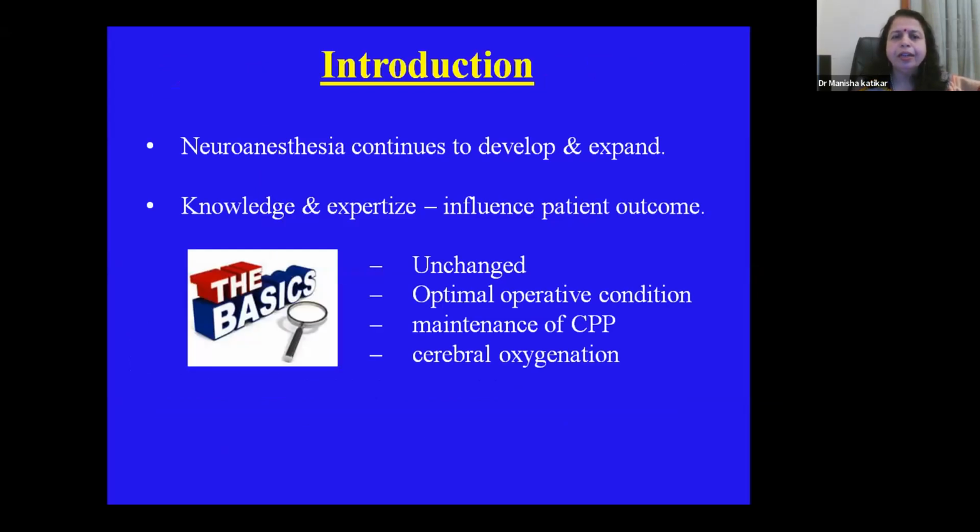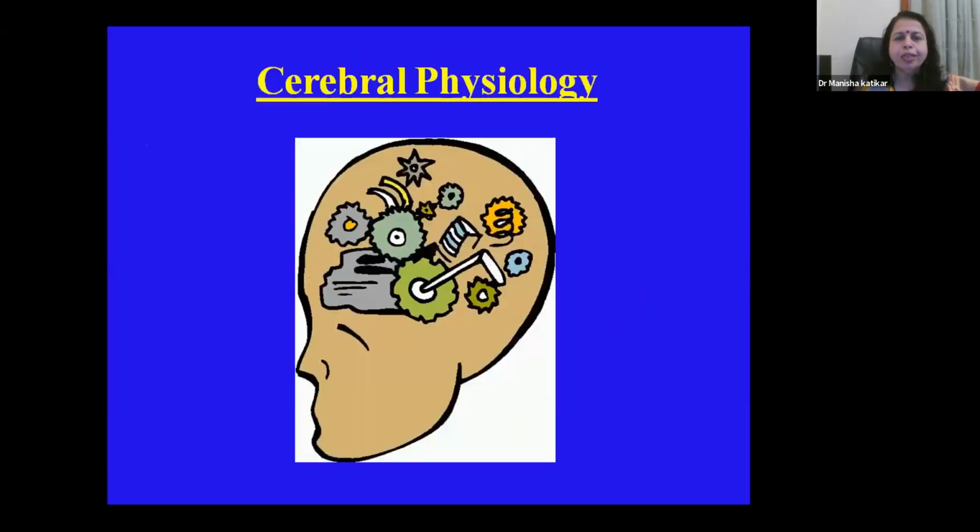We know that there are advances in neurosurgical interventions, advances in neurological monitoring, and of course advances in neuroanesthesia too. So neuroanesthesia is expanding and developing, and the knowledge and expertise of we, the neuroanesthesiologists, as well as neurointensivists, is definitely influencing patient outcome. Though there are advances in all the techniques, the basics of neurophysiology and neuroanesthesia are still unchanged. We need to provide optimal operative conditions, maintain cerebral perfusion pressure, and maintain cerebral oxygenation. How? We will see in the next few slides.